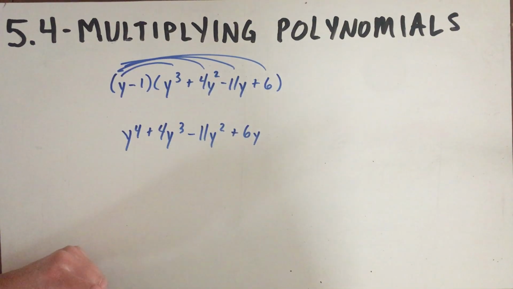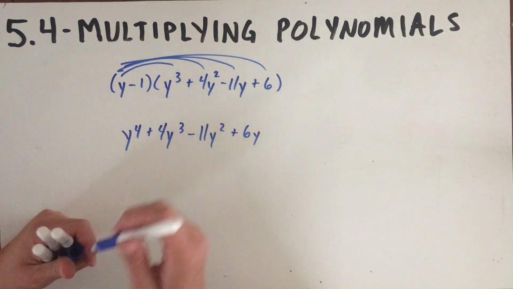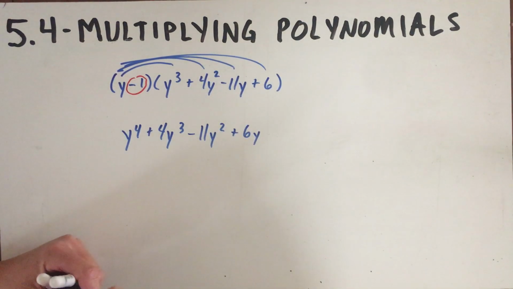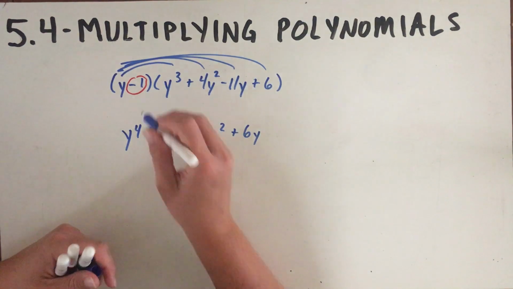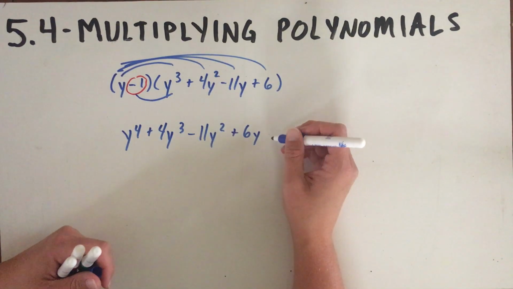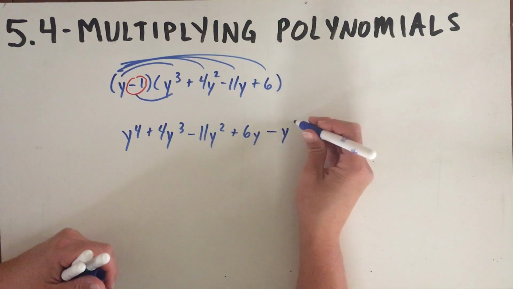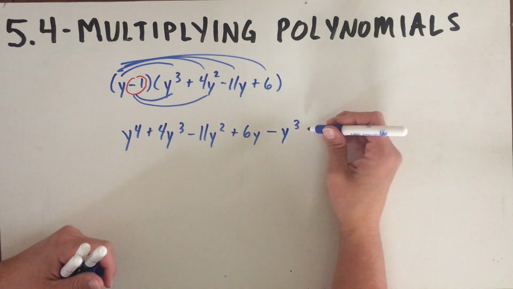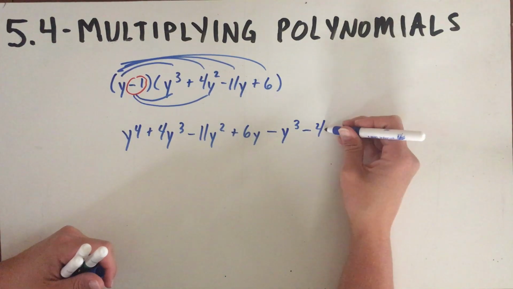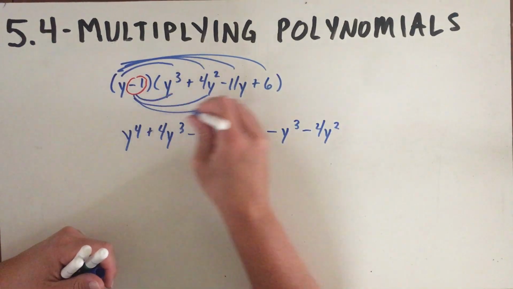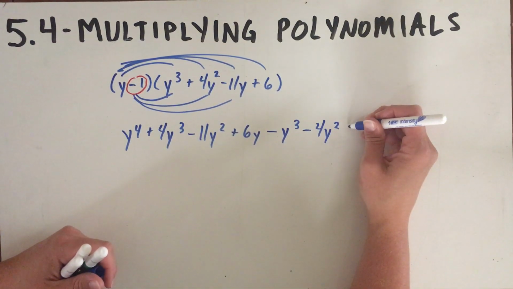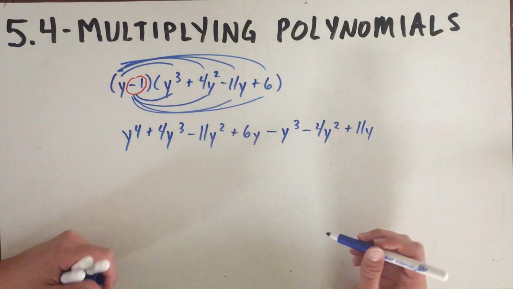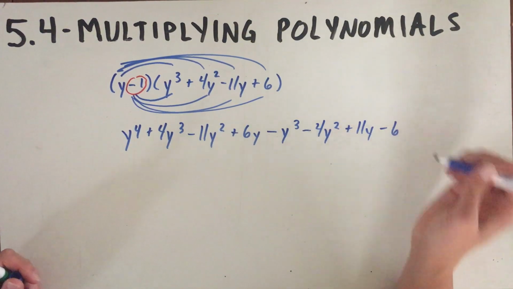Now I'm going to multiply the second term. So again, I'm just distributing. When we distribute, we distribute the sign with it. So a negative 1 times this y cubed is a negative y cubed. And a negative 1 times this 4y squared is a negative 4y squared. Negative 1 times the negative 11y is a positive 11y, and a negative 1 times 6 is a negative 6.